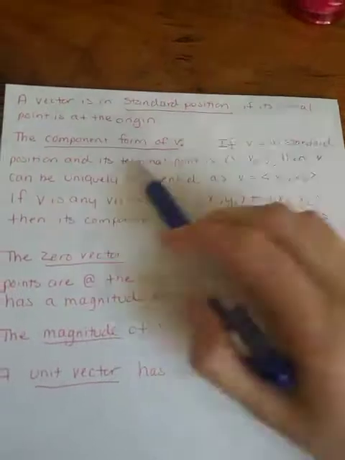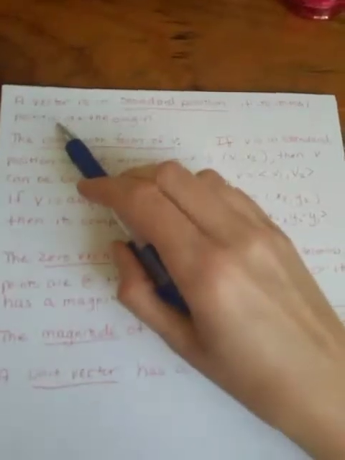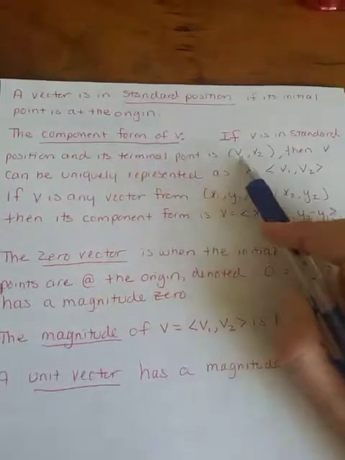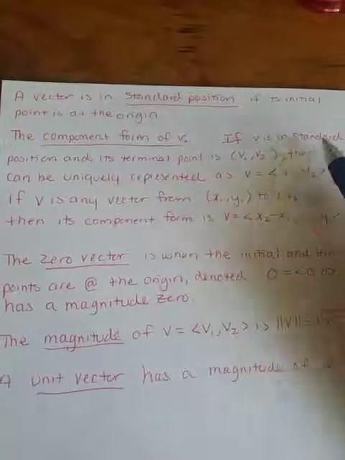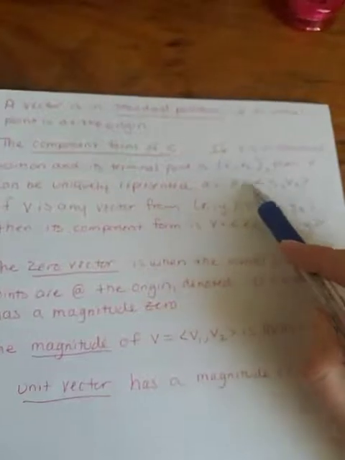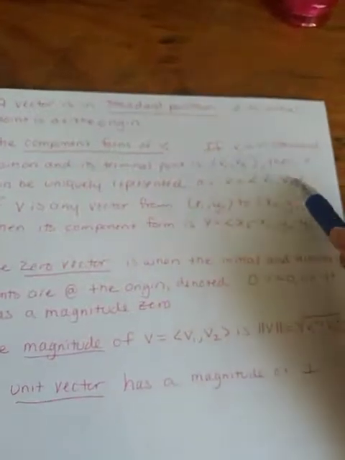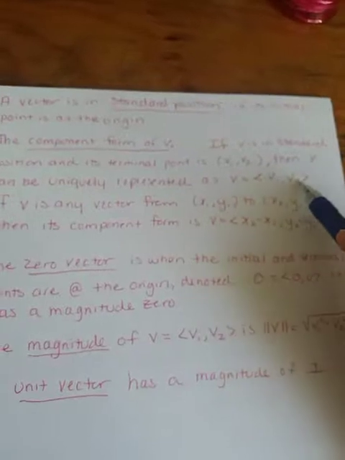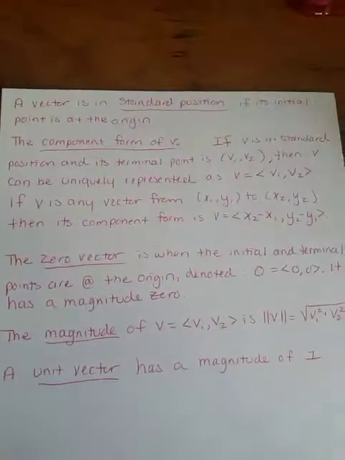So if v is in standard position, meaning its initial point is at the origin and its terminal point is at (v sub 1, v sub 2), then that vector v can be uniquely represented as v equals ⟨v1, v2⟩. These are little arrows there, not parentheses. So that's if it's in standard position with its initial point at the origin.